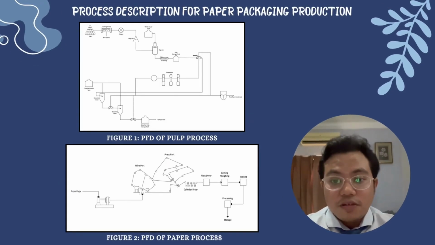There are two types of processes involved in paper packaging production, which are the pulping process and the paper process. Figure 1 shows the process flow diagram for the pulping process, while Figure 2 shows the process flow diagram for the paper process. In the pulping process, pulping can be done mechanically and chemically. There are several pieces of equipment used in the pulping process. The process starts with wood logs as feedstock, which are prepared into debarked wood using debarking drums. Then, the debarked wood enters the chipper to be transformed into wood chips.